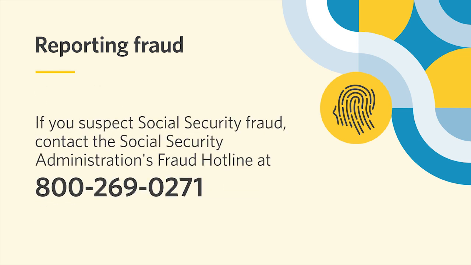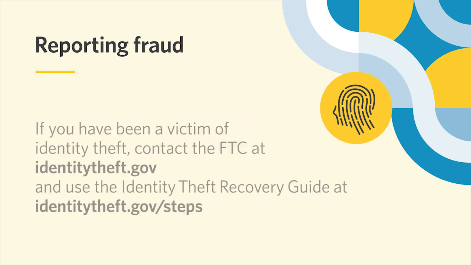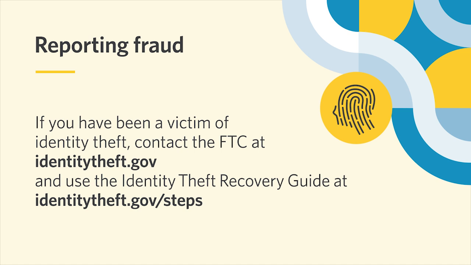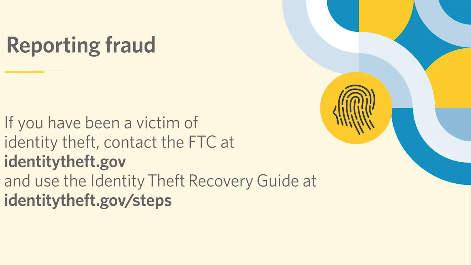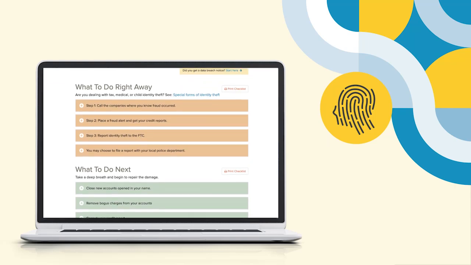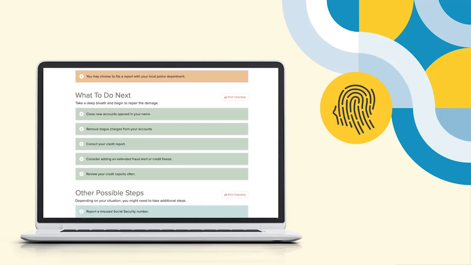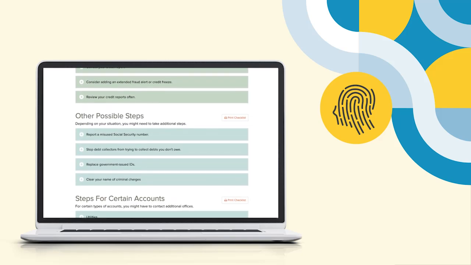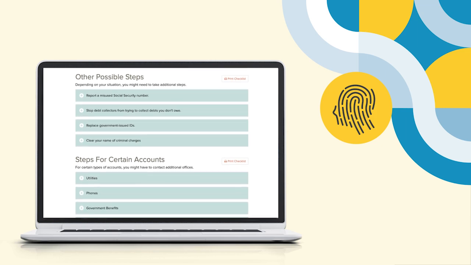Now, if your Social Security number has been used fraudulently, you can call the Social Security Administration's fraud hotline at 800-269-0271. And if it's identity theft, you can report that to the FTC at identitytheft.gov and use the FTC's Identity Theft Recovery Guide at identitytheft.gov/steps. This comprehensive guide covers steps such as reporting the identity theft, placing a fraud alert or credit freeze on your credit reports, contesting bogus charges, and stopping debt collectors from trying to collect debts you don't owe.